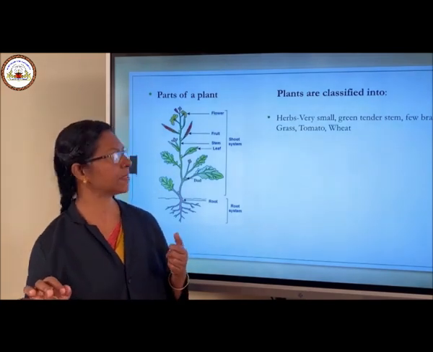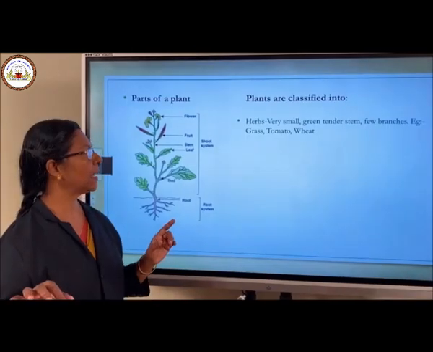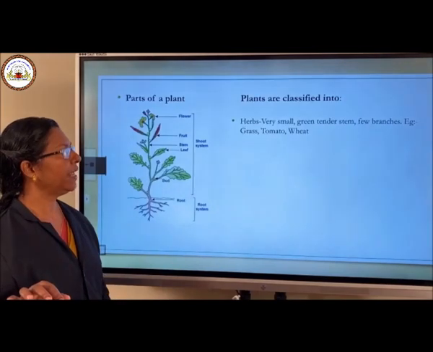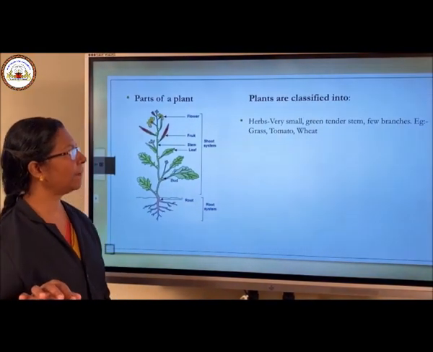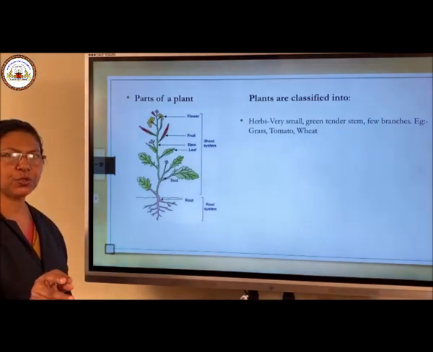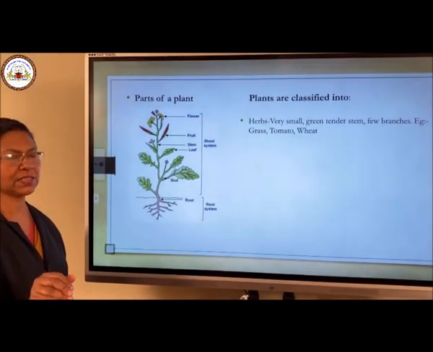Then what are herbs? Herbs have very small green tender stem and also they have few branches. Example, grass, tomato, wheat, paddy, etc.